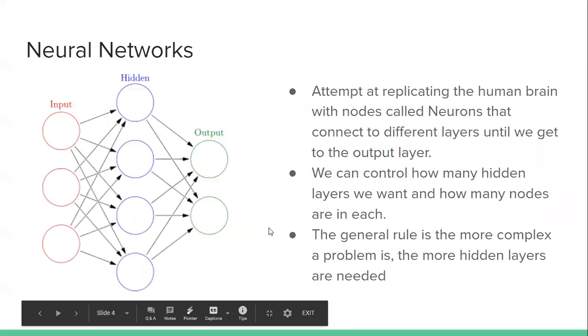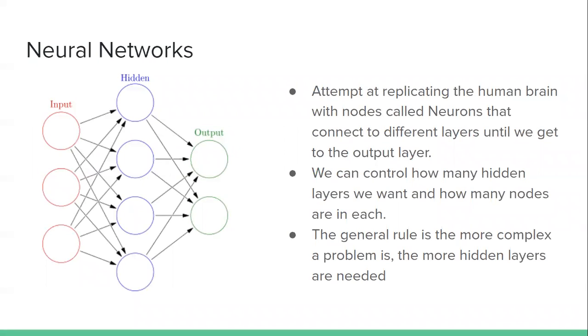Neural networks are an attempt to replicate the human brain. They're made up of nodes called neurons that connect to different layers, with the connections being represented by a number called a weight, which is how strong the connection is. Each node, called a neuron, maps the relationship between our input variable and our response. The layer that we feed the data into is called the input, which is marked in red, and what gives our result or our decision is the output, which is green.